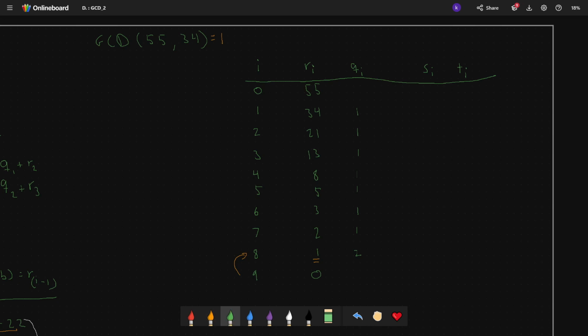The way we write that is we write a to the power of -1 modulo b. This is the multiplicative inverse of a modulo b. We write b to the power of -1 modulo a, which is of course the multiplicative inverse of b modulo a. In our example, that would be 55 to the power of -1 modulo 34, and 34 to the power of -1 modulo 55. So these here, a to the power of -1 and b to the power of -1, are the multiplicative inverses.